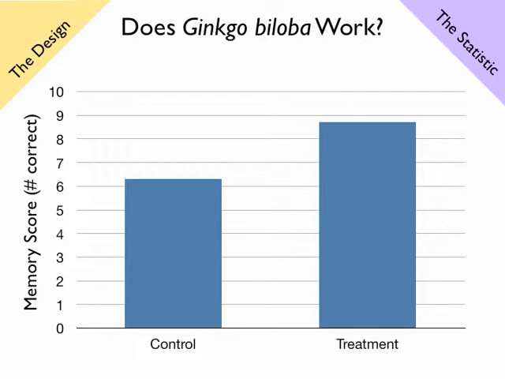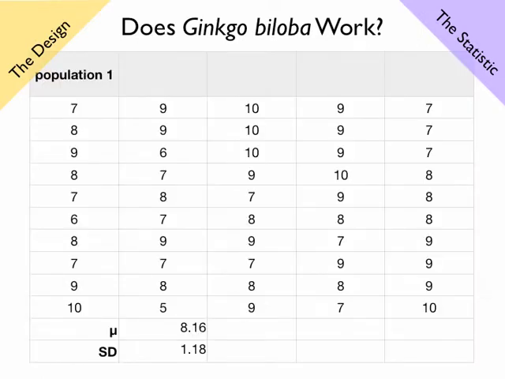Well, remember that these are sample means, and we'll never know exactly what the population looks like, but consider these two hypothetical populations. So this is population 1. And this is their memory score. This is the memory score of everybody that you're interested in your entire study, population 1. And not everybody has the same score. Why is that? None of these people are taking ginkgo. They're not even taking a placebo. They're not doing anything. This is just what their memory is like without any treatment. And the average is 8.16.